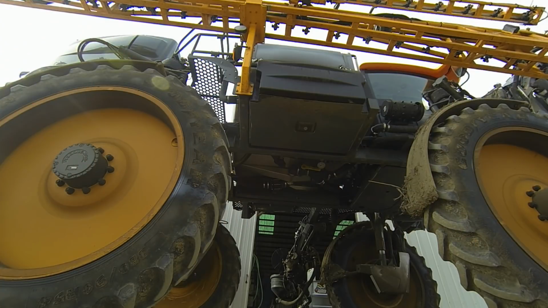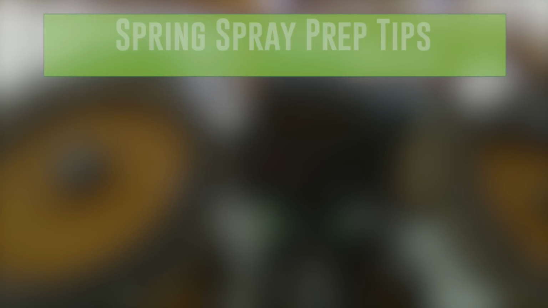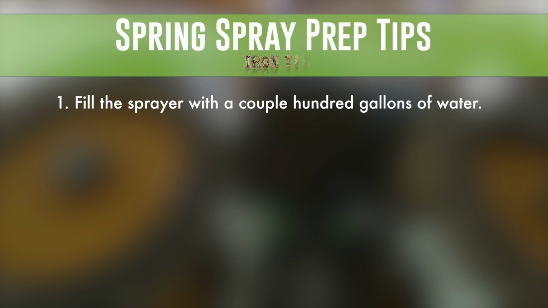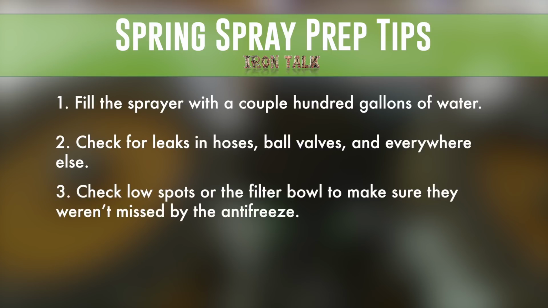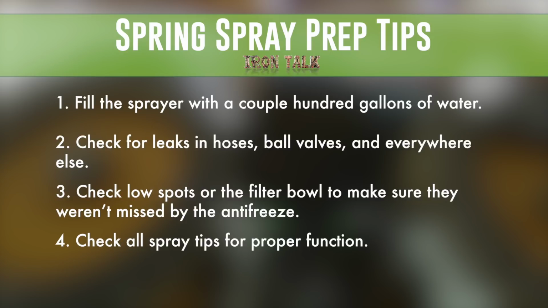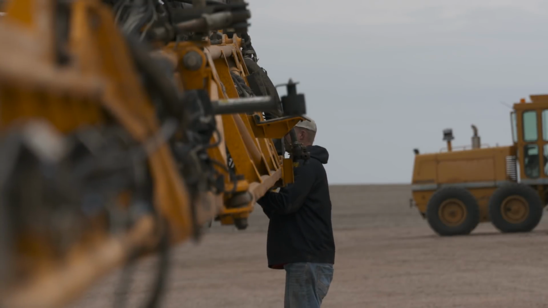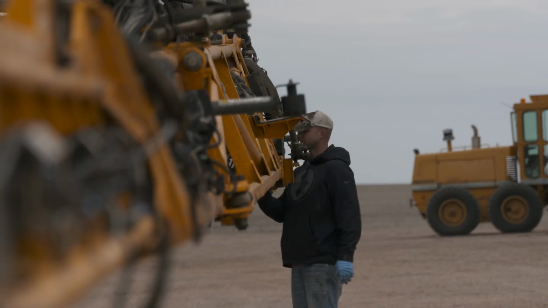So this year, a couple of weeks before you need the sprayer, or right away if your spray season is closer than that, start by putting a couple hundred gallons of water in your sprayer. Check for leaks in your hoses, ball valves, and everywhere else. Make sure that you didn't miss a spot with your antifreeze, like a low spot or a filter bowl. Then, if everything else is good, move on to your spray tips. Do your calibrations and catch tests to make sure that you're still putting out the right amount of product. And watch the spray pattern as well. If it's distorted, get some new tips. If your tips have been on for a few years, it's a good time to replace them now.